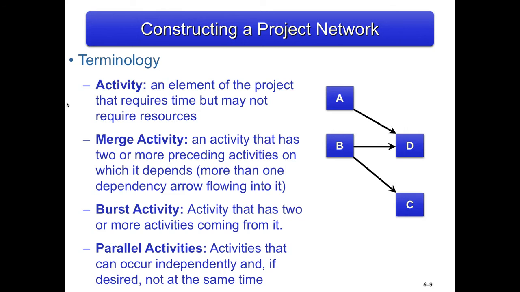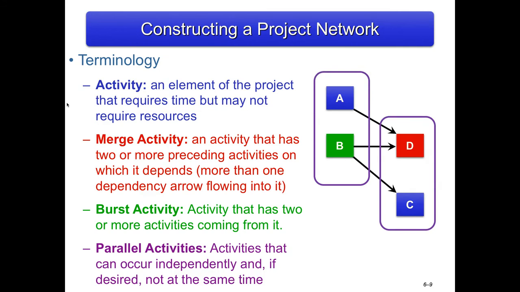Now, there are three basic kinds of activities, or there are four basic kinds. There's the straight activity that I just told you about. The next is what's called a merge activity. And that's one that has two or more preceding activities that go into it. So in our example, activity D has A and B flowing into it. So that's where A and B merge. A burst activity is any activity that has two or more coming from it. So this is where a burst of activity comes from. So B, in this case, is a burst activity. And then finally, we have parallel activities, which are those that can be done at the same time if necessary, because they're independent of one another. A and B are independent, as are D and C. So therefore, A and B are parallel, as are D and C.